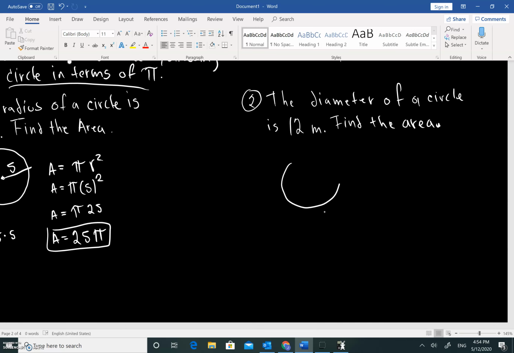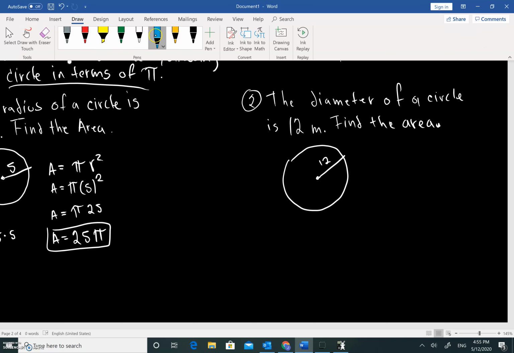So again, we're going to have a circle. That's a little bit better. So the diameter of the circle is 12 centimeters. So if this is the center of the circle, is this 12? If you answer yes, that is not correct. If you notice, this question is telling me that the diameter is 12, not the radius.